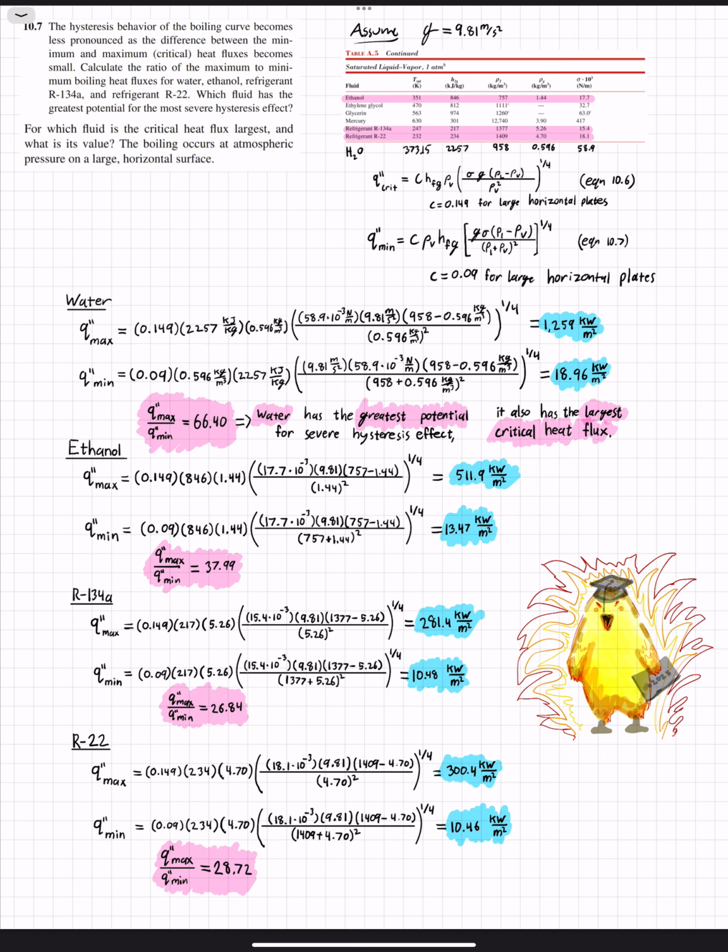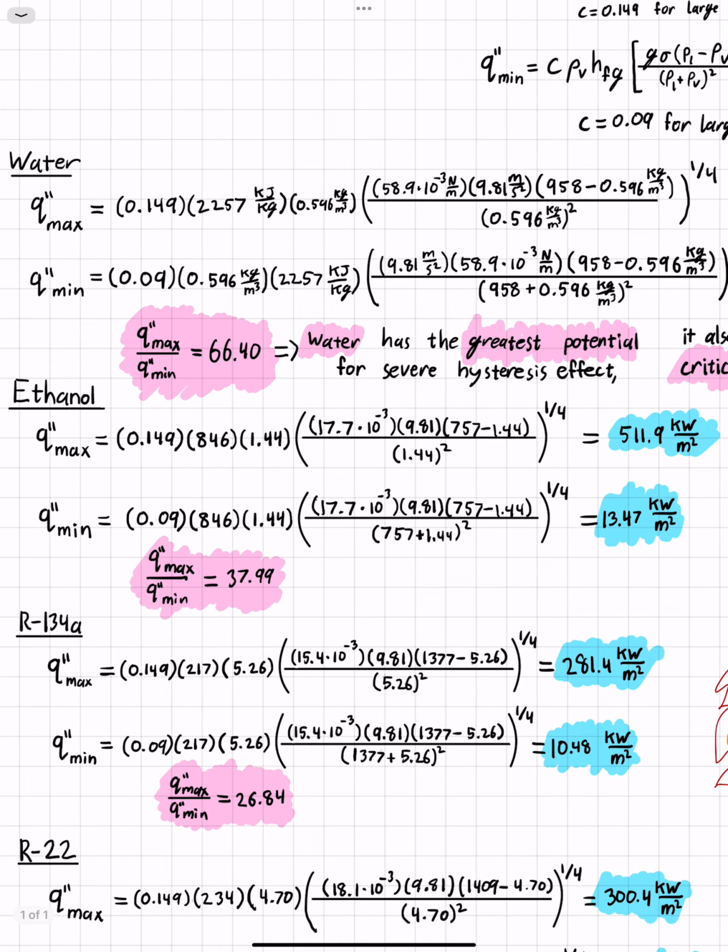Next, on to ethanol. Our Q max is equal to 0.149 times 846 times 1.44 times 17.7 times 10 to the negative 3 times 9.81 times 757 minus 1.44 all over 1.44 squared, all to the 1/4. Obviously, I've left off units, but they're the exact same as for water, so you can check through there. And this gets you 511.9 kilowatt per square meter.